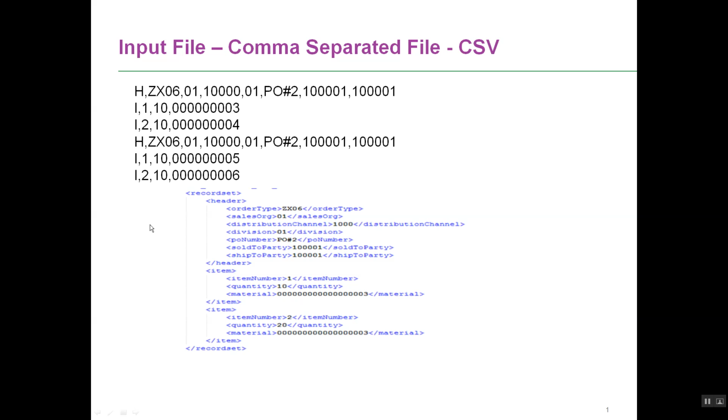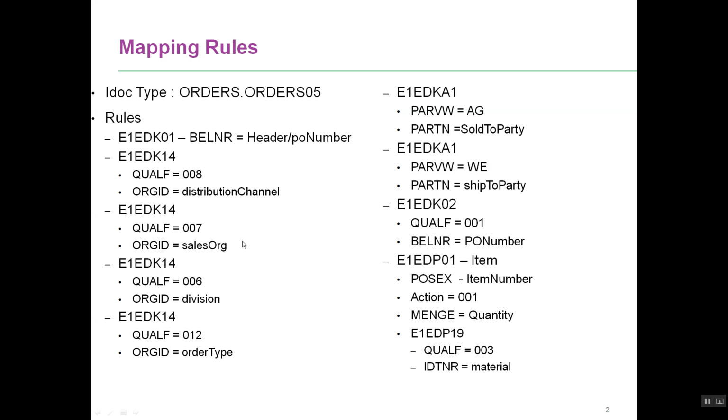So the basic idea that we are building upon is a file to Idoc scenario where the input file, instead of being an XML file, is now going to be a comma separated file. To indicate each kind of record, you will have a key field, a field to indicate what kind of record this is. So this record begins with H, which indicates to us this is a header record. This record begins with I, which indicates to us that it is an item record, and so on. The mapping rules will continue to be the same. We will continue to use an orders.order05 Idoc, and we will continue to use the same mapping. So nothing changes there.